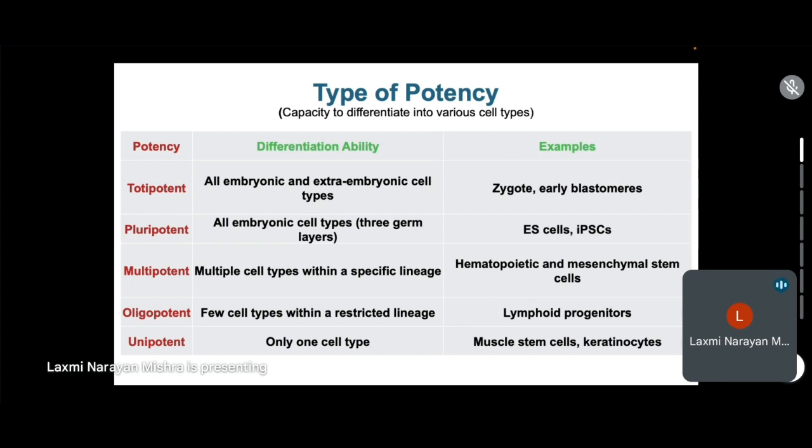Oligopotent cells can give rise to only a few cell types within a restricted lineage. For example, lymphoid progenitors, from which we can get B lymphocytes and T lymphocytes. And finally, there are unipotent cells. They can give rise to only one cell type, such as muscle stem cells or keratinocytes.